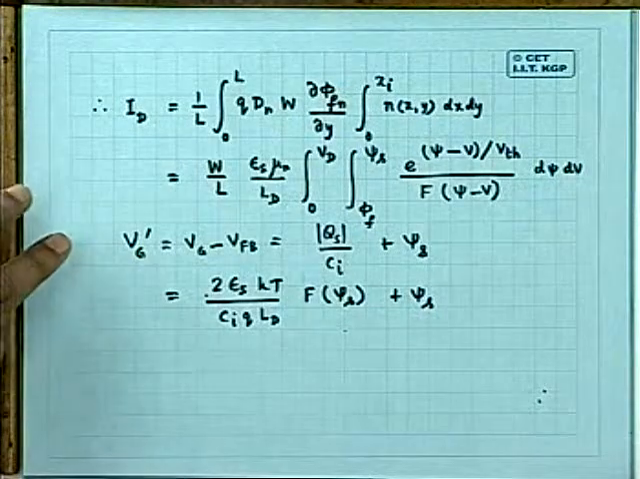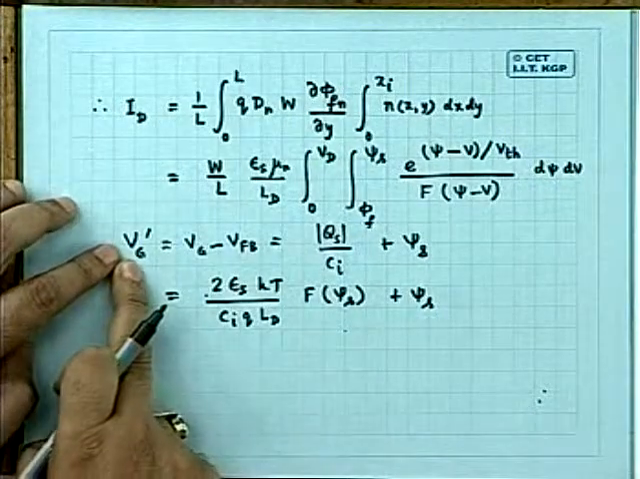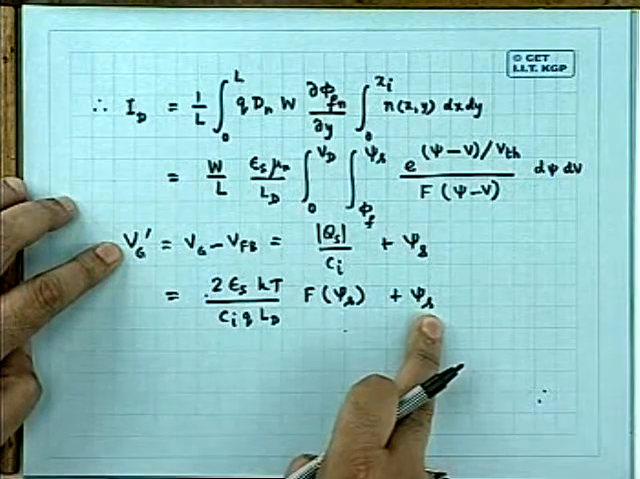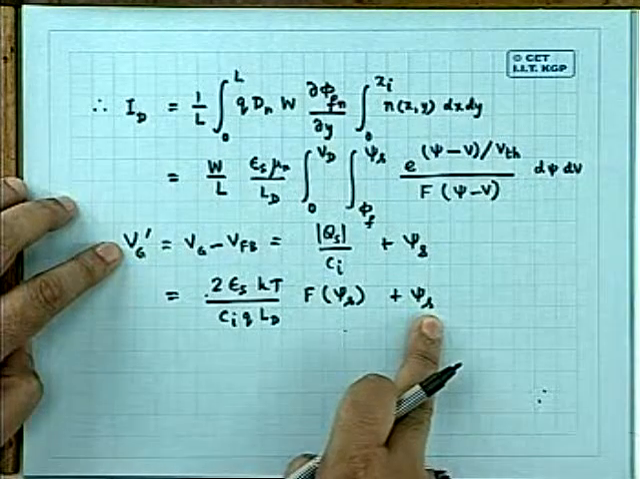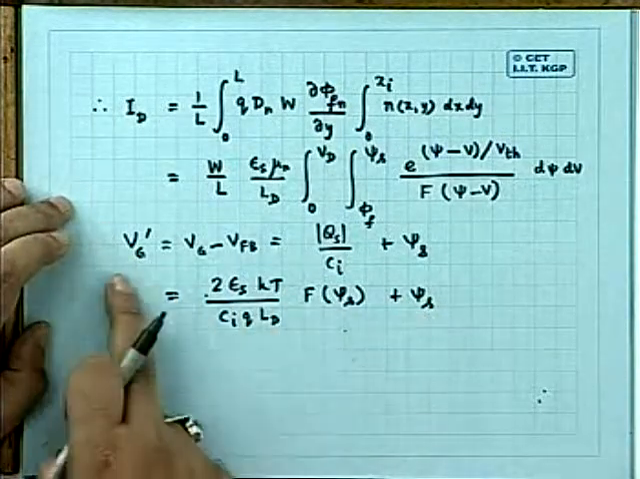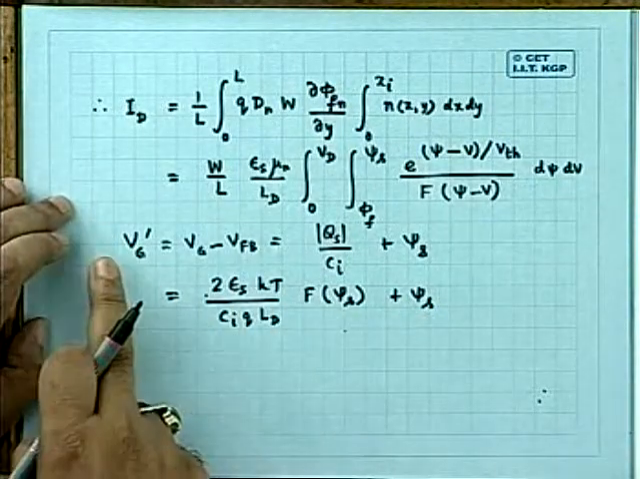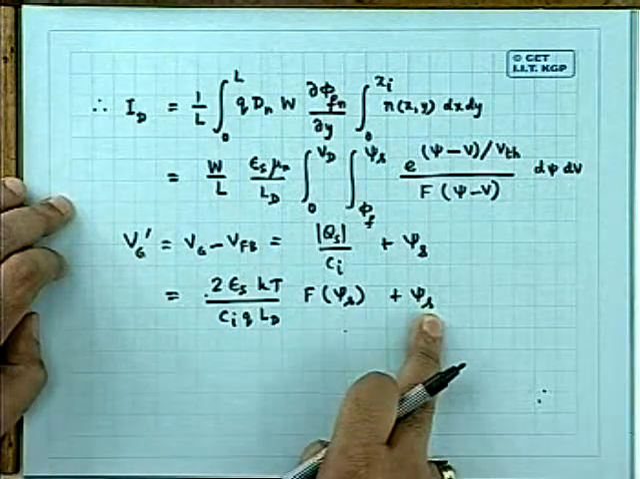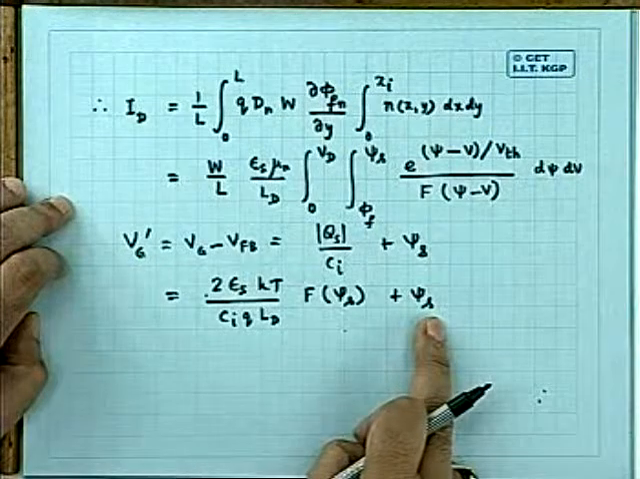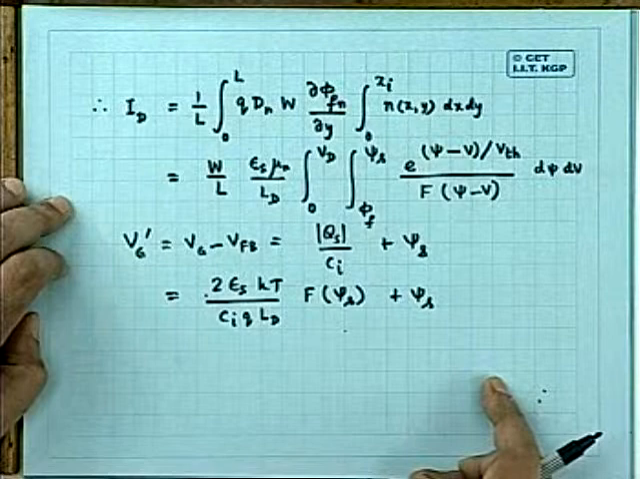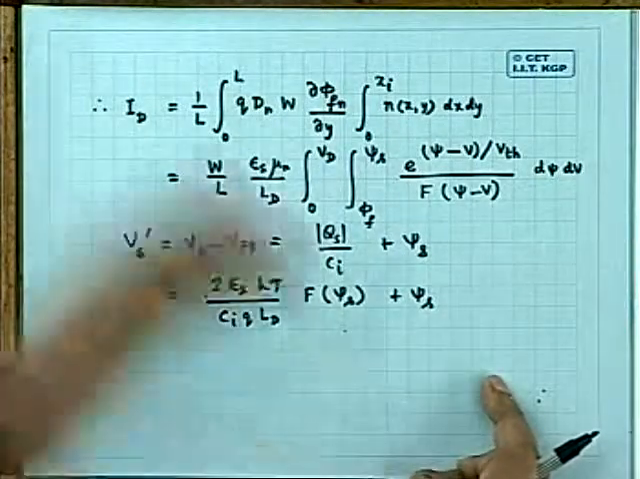So what you can do, for each value of Vg dash, you can calculate psi s. Which one is easier? Calculating psi s from the value of Vg dash, or calculating Vg dash from the given value of psi s? Second one is easier. So you can do the second one, and always you can use that curve for translation.